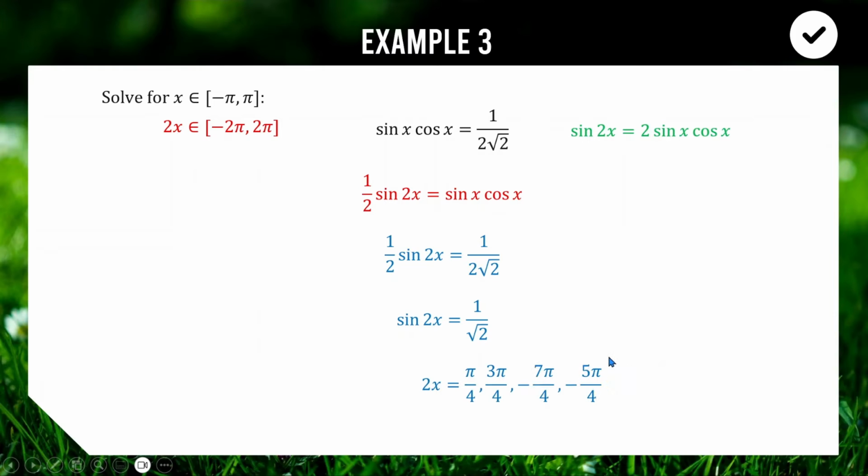Okay, this gets us our 4 answers for full marks, which are pi on 4, 3 pi on 4, minus 7 pi on 4, and minus 5 pi on 4. Those are the 4 values for 2x. So to finish it off, we're just going to cut them all in half because we don't want 2x, we want 1x. So dividing everything by 2, these fractions now all turn into over 8. And those are our 4 answers for this question in black up here. Sine x cos x equal to 1 over 2 root 2.